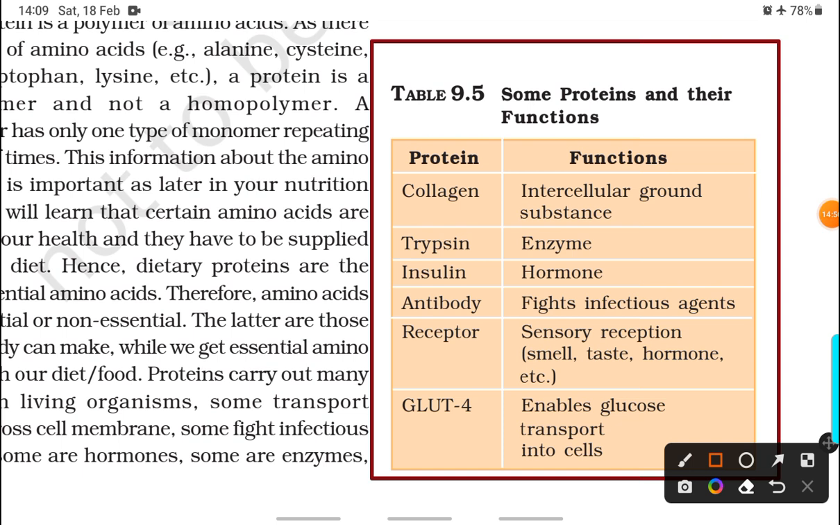Some proteins and their functions. Collagen: intercellular ground substance. Trypsin: enzyme. Insulin: hormone. Antibody: fights infectious agents. Receptor: sensory reception, smell, taste, hormone, etc. GLUT4, or glucose transporter 4, enables glucose transport into the cells.